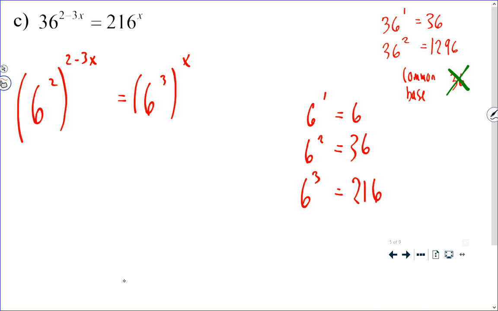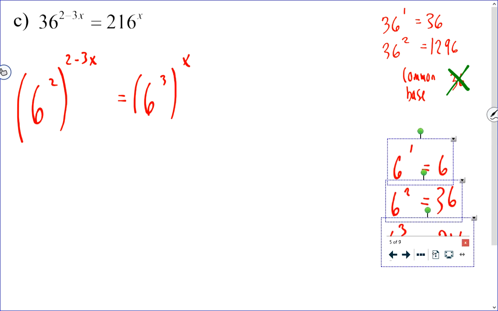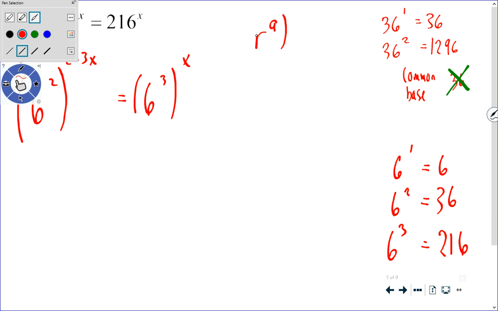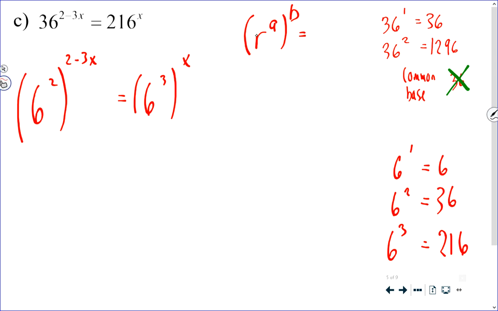And now we have to go back and review something from an earlier math level. You learn this in grade 9 and you review it again in grade 10 when you talk about exponent laws. If you have a base raised to a power and that whole thing is raised to a power, we call that a power of a power. If I had r raised to the a, then raised to the b, it's equal to r raised to the product of the two exponents. When you have a power of a power, you multiply the exponents.